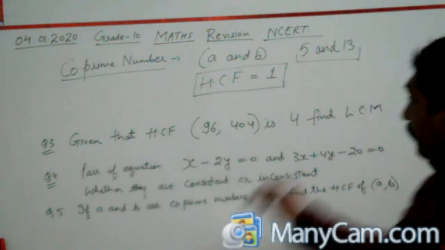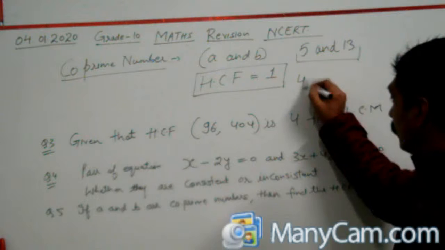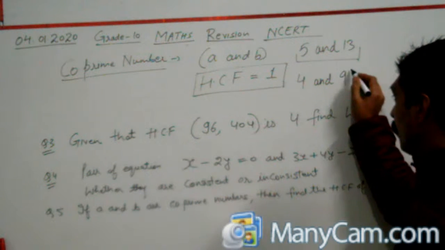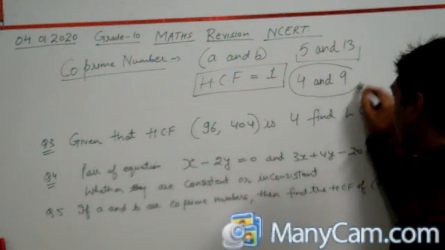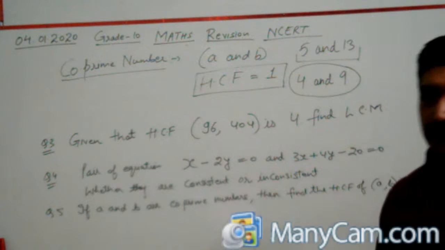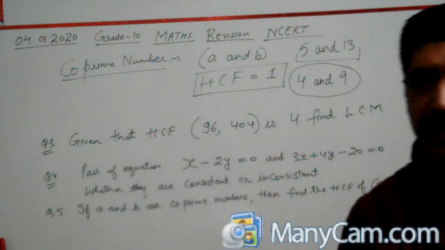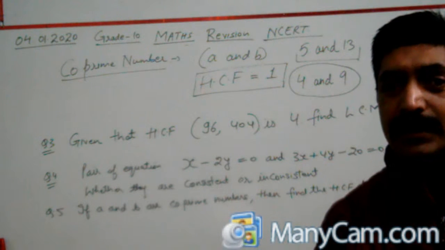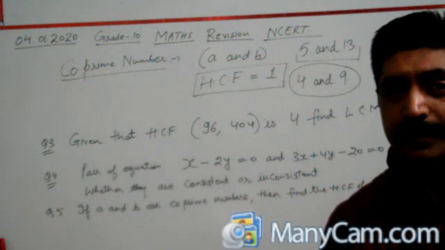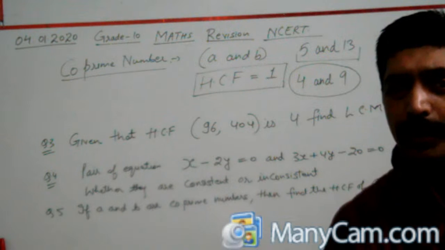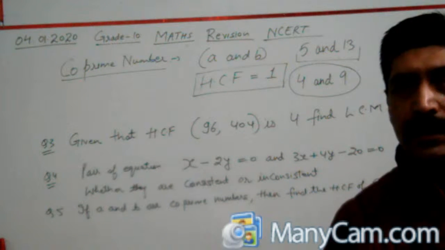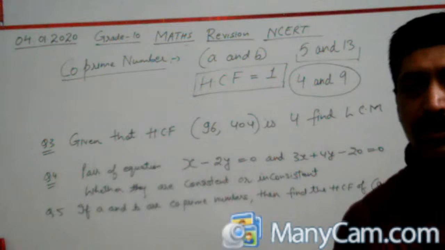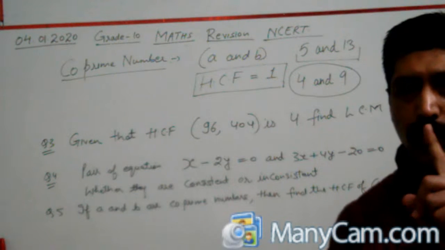But one example, like I have a number 4 and I have a number 9. Now both these numbers are not prime numbers. 4 and 9 both are not prime numbers. But these two numbers are co-prime. Why are they co-prime? Because they have HCF, highest common factor, that is 1 only.